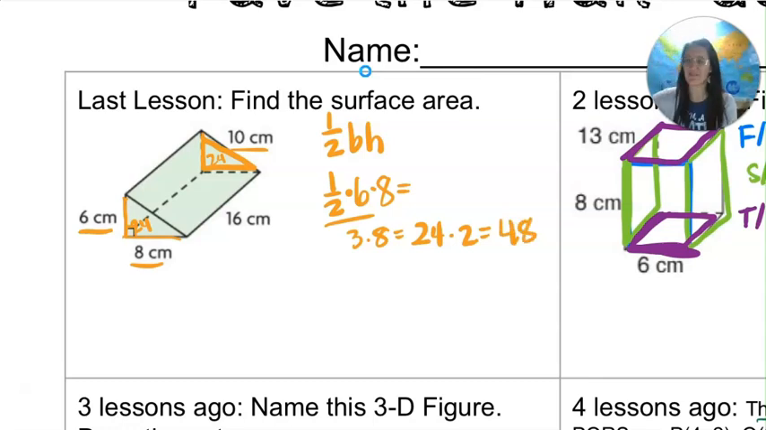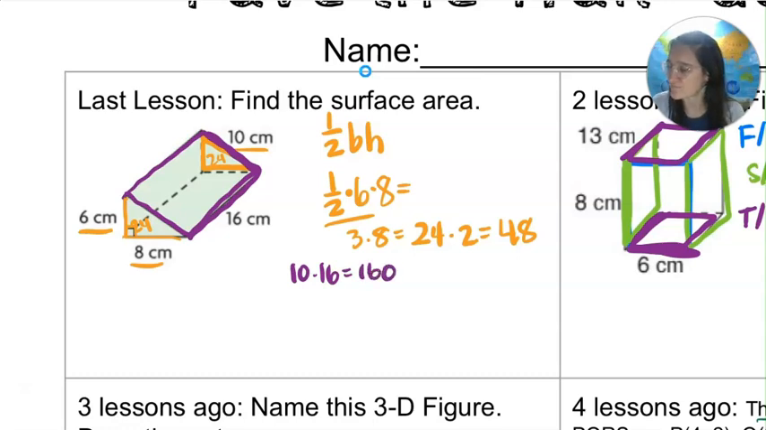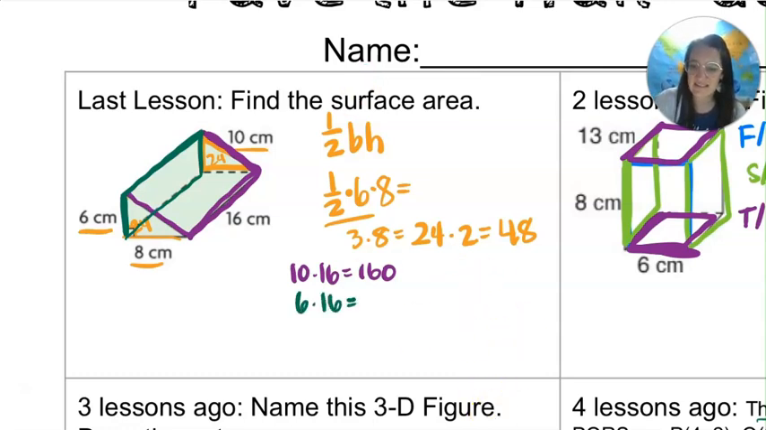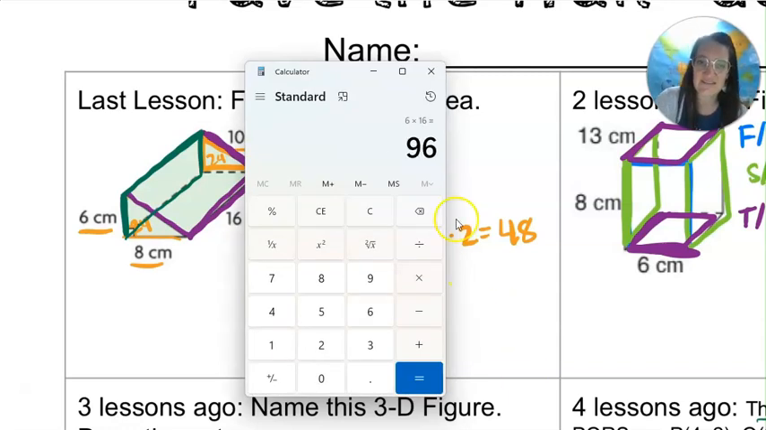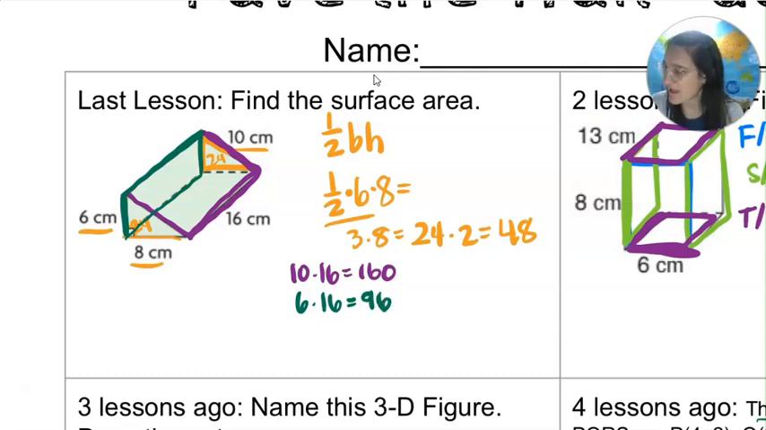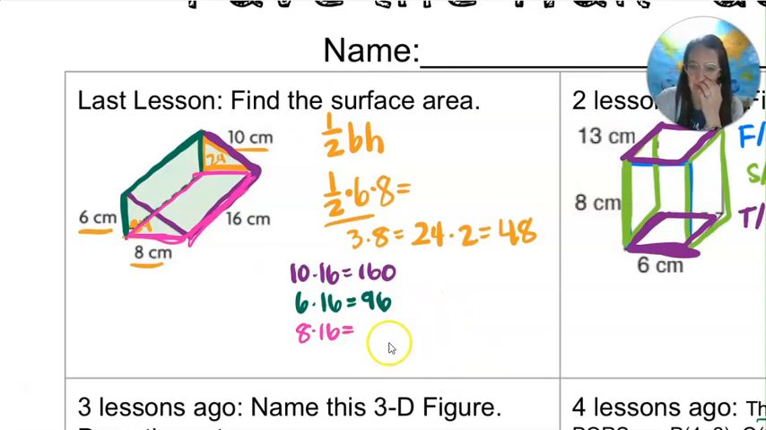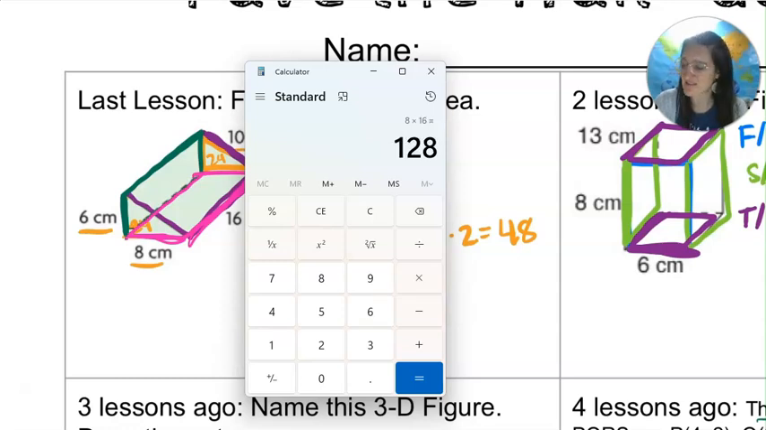Okay, so now I have the three rectangles wrapped around it. I'm going to start with this big front one right here. That one looks like 10 right there, 16 right there. 10 times 16 is 160. Then I've got this back piece right here, and it looks like that's 6, and that long piece is 16 again. 6 times 16 is 96. And then finally, I've got this bottom rectangle, which is labeled 8 and 16. Eight times 16 is 128.